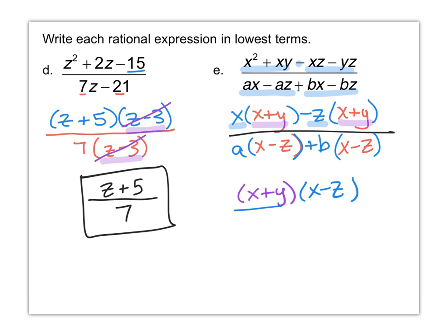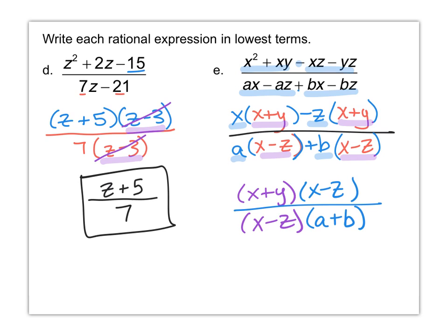Now let's look in the denominator. Notice that the common factor of x minus z is in both of the larger groups. So our one factor would be x minus z. With the other factor, what's left out in front, when you factor out that common factor of x minus z, we get a plus b.